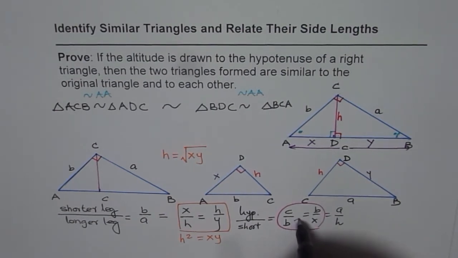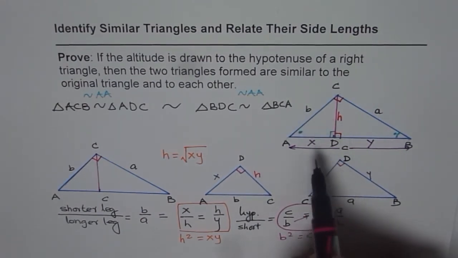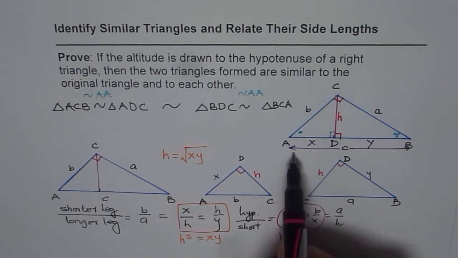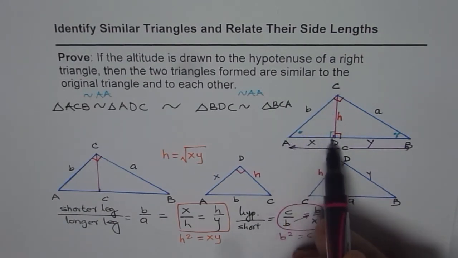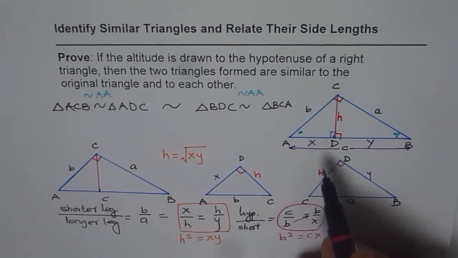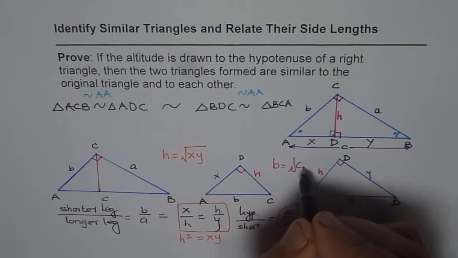So in this particular case, look into this equation. If you cross multiply, what do you get? You get B square, right, equals C into X. Now B is this, so B square is C, which is the total length of the hypotenuse, into X. This is the adjacent side of the smaller triangle. Do you see that? So that is our right triangle geometric mean leg theorem. It says B equals square root of CX.